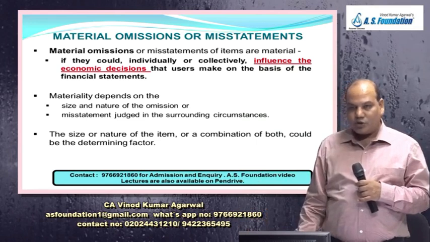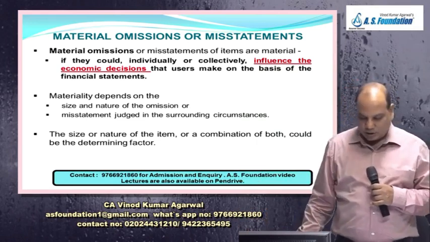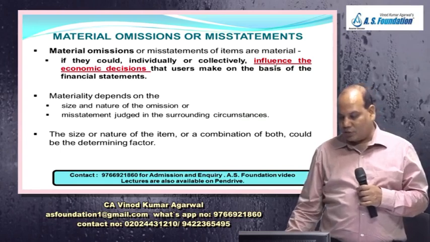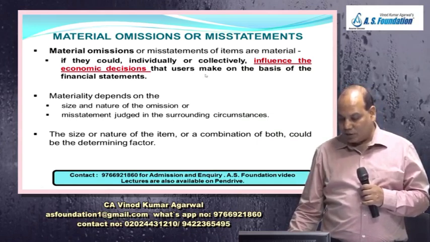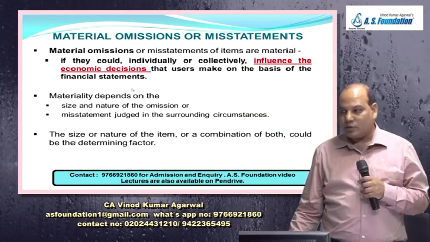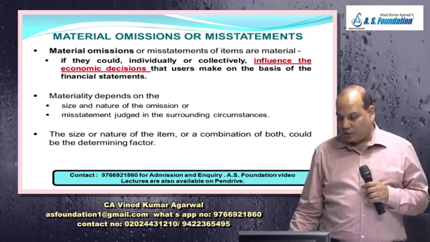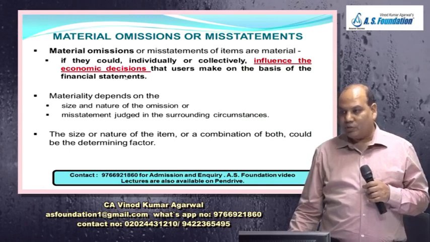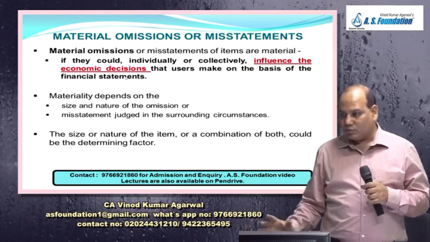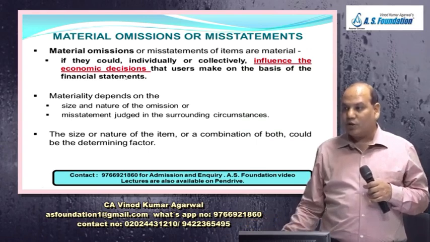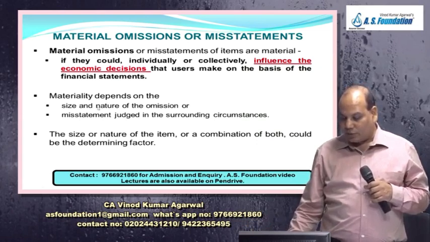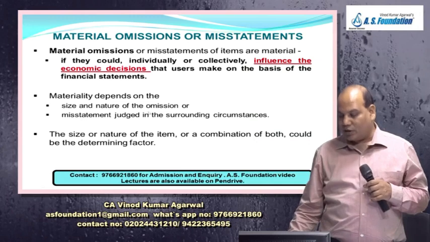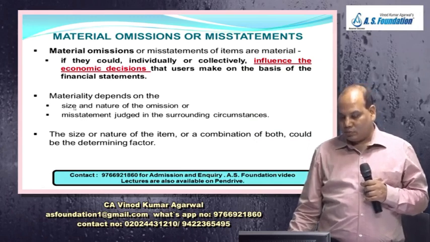Next is material omissions or misstatements. Underline. Material omission or misstatements of item are material if they could individually or collectively influence the economic decisions that users make on the basis of the financial statement. So when is an item material? When they could individually, either singly or collectively, influence the economic decision of the user of the financial statement. Materiality depends on the size and the nature of the omission. What is the meaning of size?